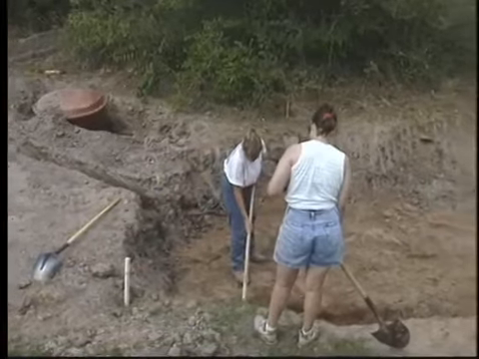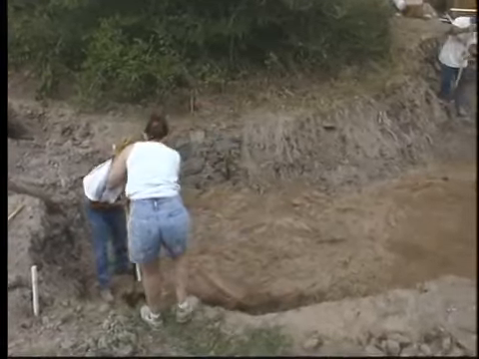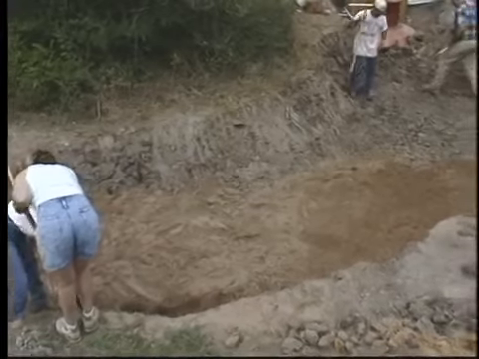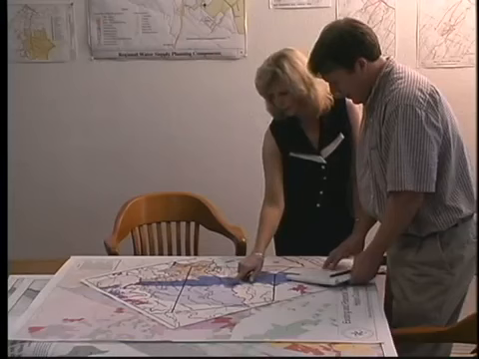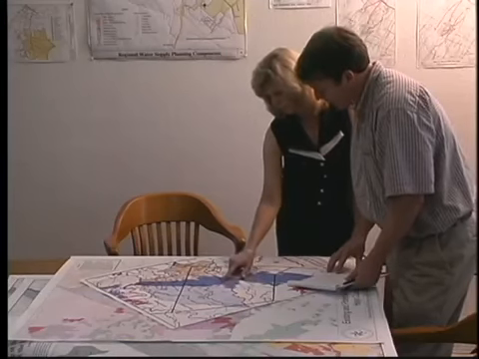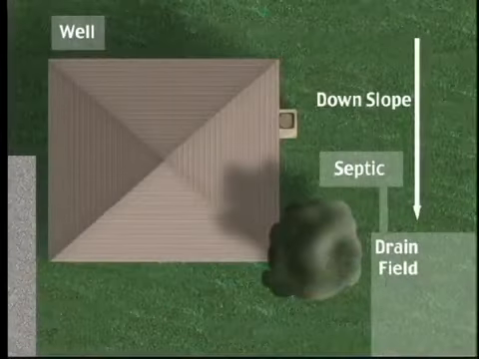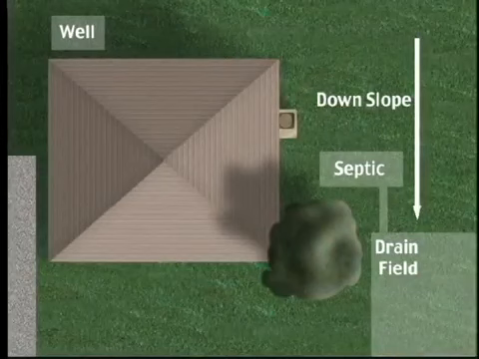A wastewater treatment system should be worked into the landscape to take advantage of natural vegetation, topography, and soils. Topography refers to the slope of the land and its natural drainage channels. The ideal situation places the on-site system moving downslope from the residence and all water wells.